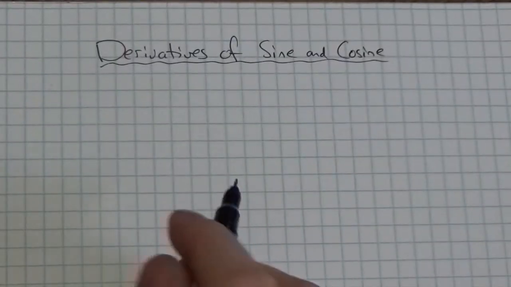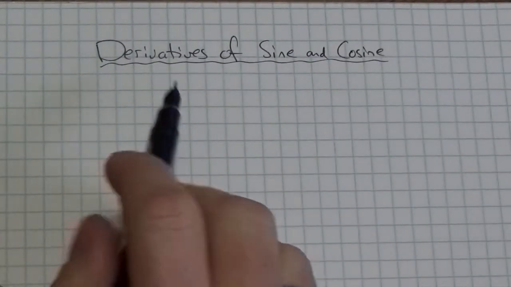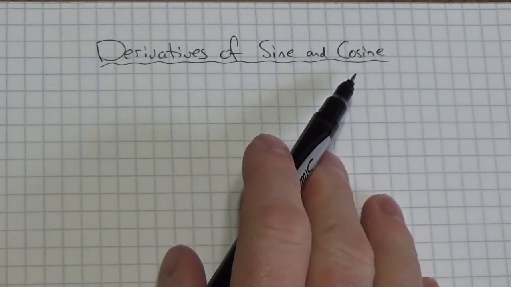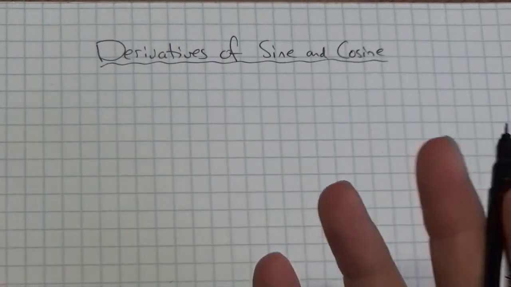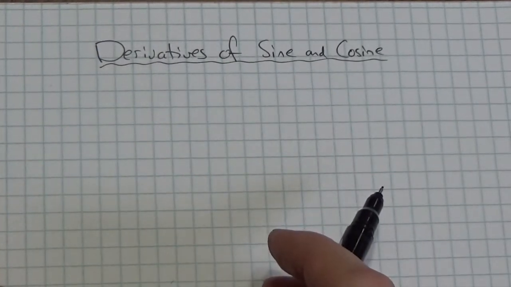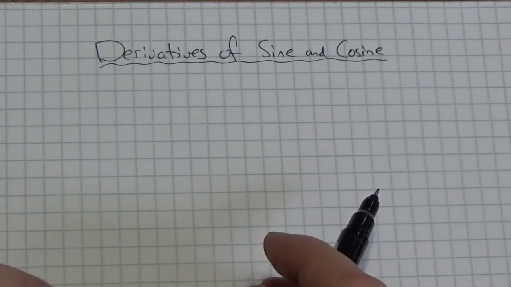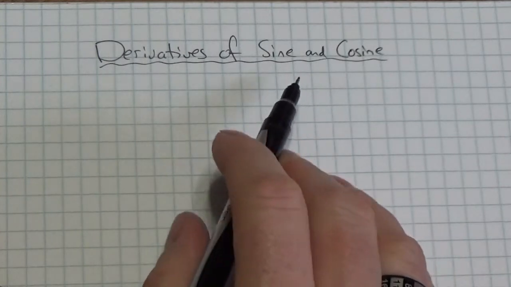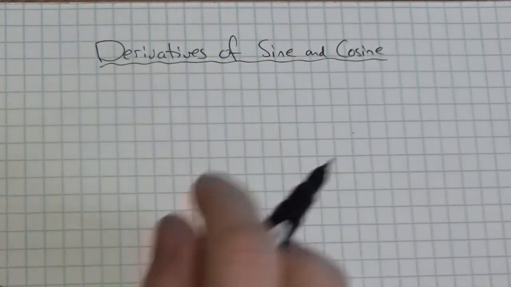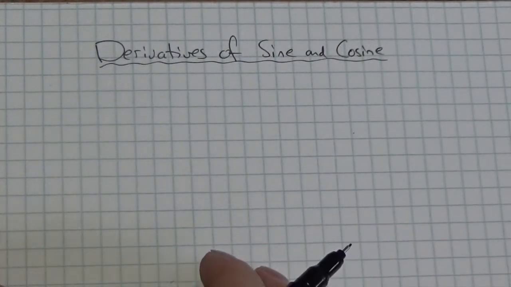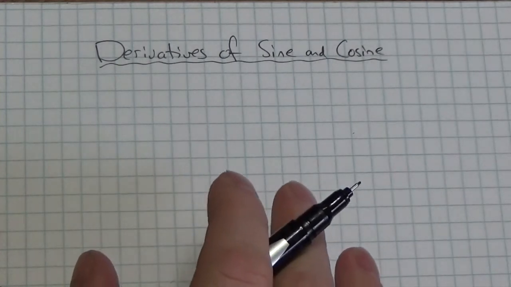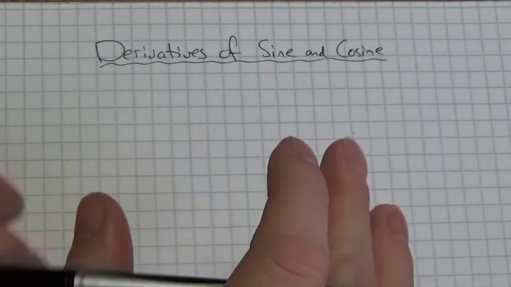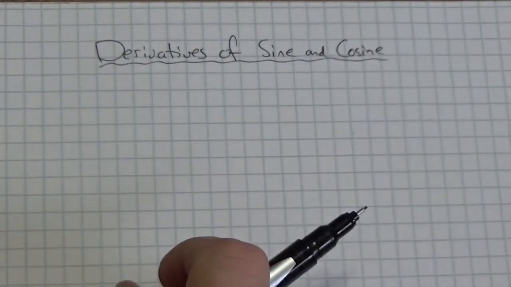All right, hi everybody. In this video, we're going to take a look at the derivatives of sine and cosine. If you've had any experience with trigonometry in the past, you've probably come to the conclusion that most of the trig functions can really be understood if you understand sine and cosine clearly. And that really is true here too. So we're going to work on the derivative of sine in particular.